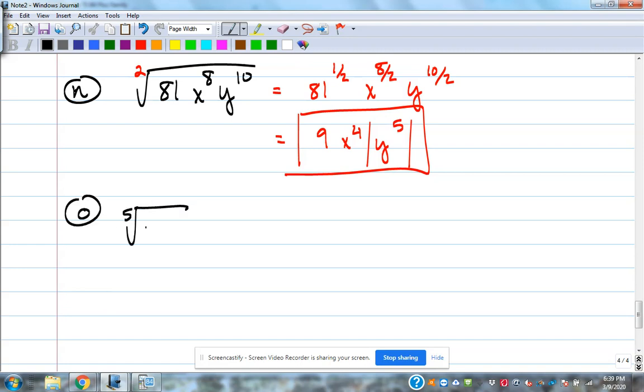Let's say the 5th root of m to the 10th n to the 15th. 2 things in there. No number this time. Same idea though. Rewrite it. M to the 10 over 5, n to the 15 over 5. How do they simplify?